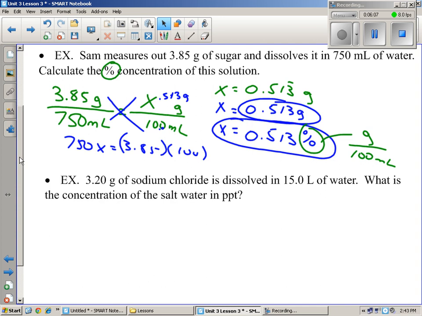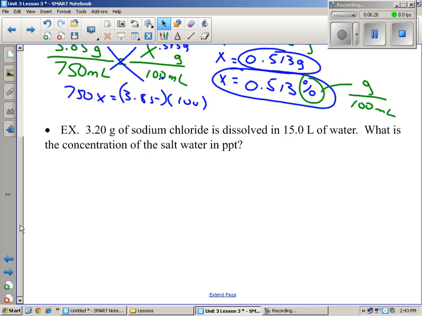That's what we're doing here. 0.513 grams out of 100, okay? We're not asking you to change it to a decimal or anything like that. If you do change it to a decimal, technically you'd have grams out of a milliliter, and we don't want that. We're trying to get percent, grams out of 100 milliliters, okay? So if you get 0.513 grams, and that's out of 100, it's also 0.513%, okay? We'll look at a few more here, don't worry.